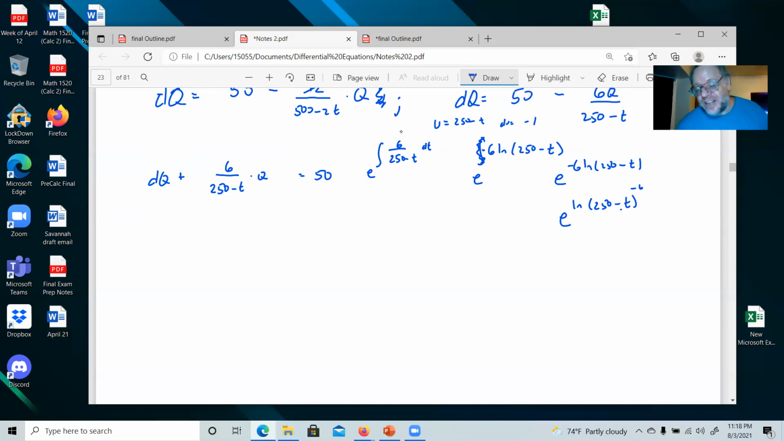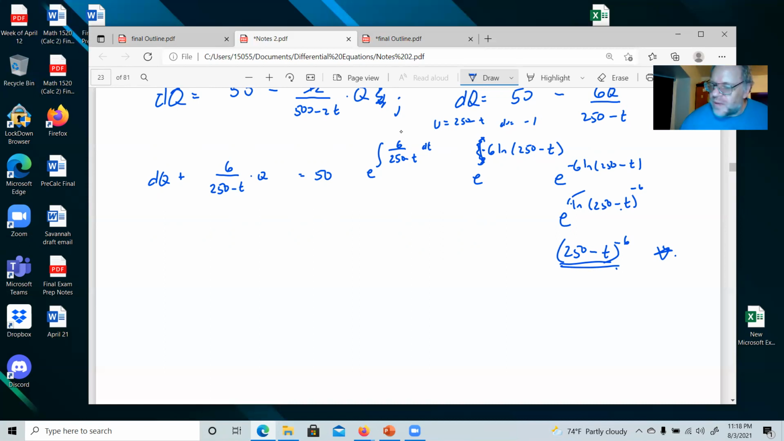Otherwise, I'll make the same mistake you guys do. It's just e to the this thing, it's ln, and you'll just leave that -6 in there. It'll be a -6 ln, or -6 over. It's not. You've got to move this exponent to its proper spot. So this is equal to 250 minus t to the -6. Be real careful about this. That is the biggest problem that everybody made on their quiz when we had a problem like this. So just be ultra careful about that.